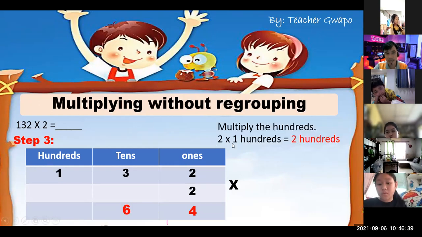If you multiply the numbers in hundreds place, we will multiply 2 and 1, or 1 and 2. If the answer is 2, we will write number 2 in hundreds place. So the answer here, 132 times 2 is 264. Very easy, right? Just like when you were in grade 2. So you learned this already.